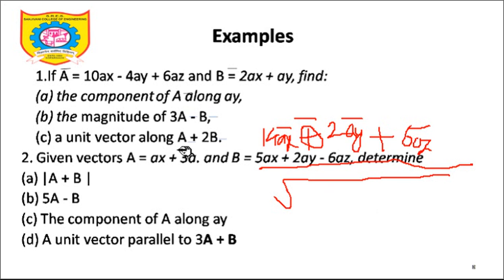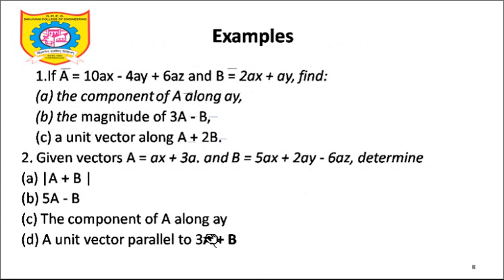So these are simple examples to understand vector calculus. These types of examples will not be asked in examination, but one must know that. Then we'll see the next example. The next example is given vector A bar is ax bar plus 3ay bar, and B bar is equal to 5ax bar plus 2ay bar minus 6az bar. Determine. This example is for your exercise. So try to calculate that. This is very easy to understand. So we'll stop here for right now.